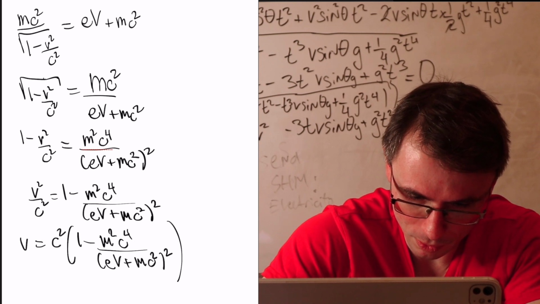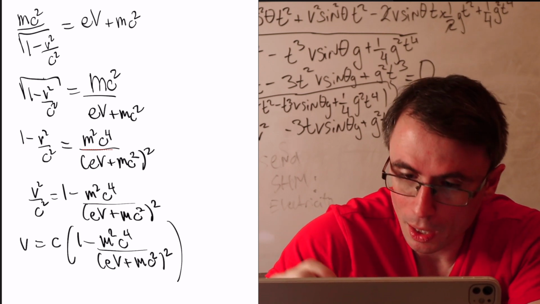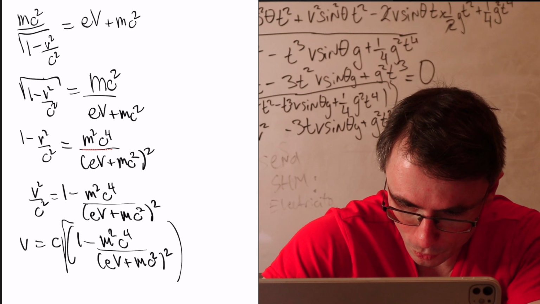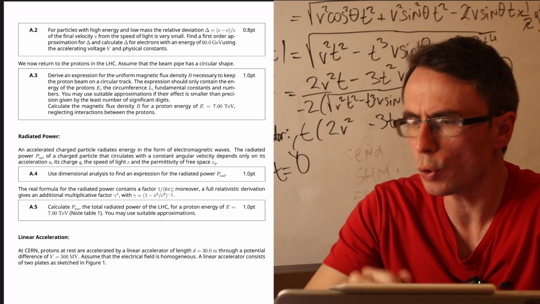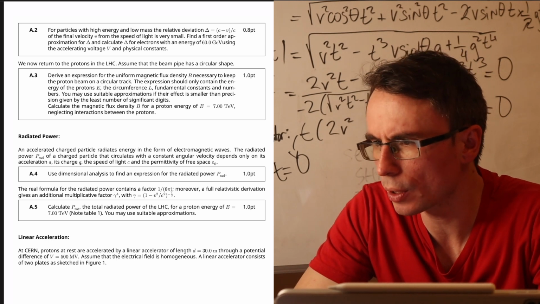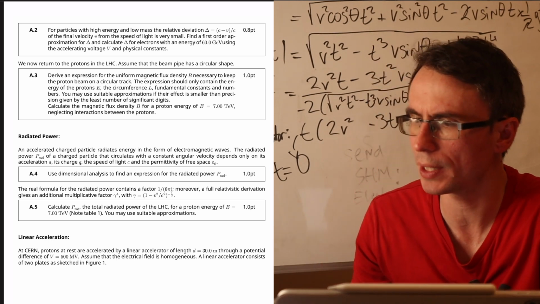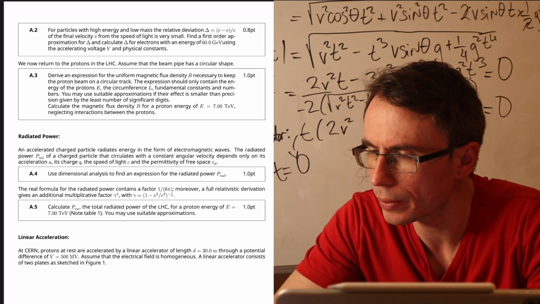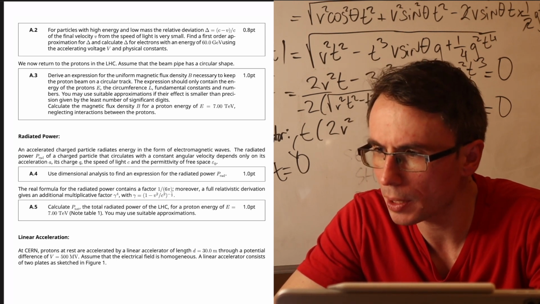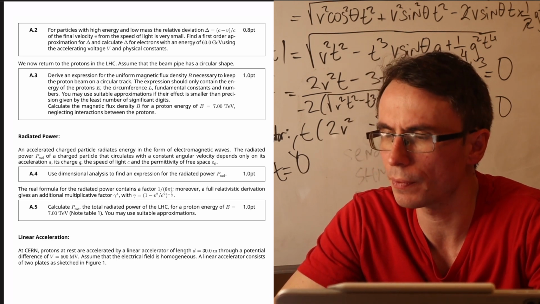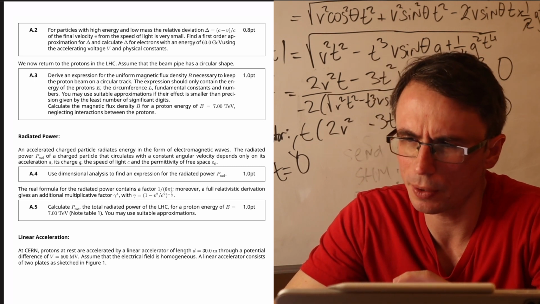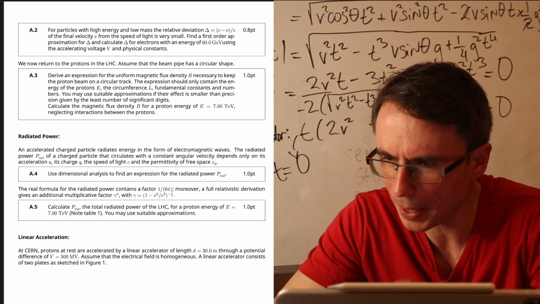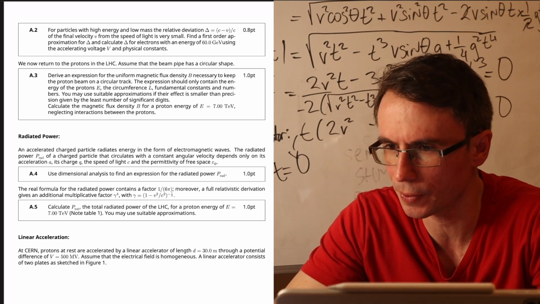So I'll tell you what, let's do that, and I'm going to add a square root sign over here. I think that's right. Okay, question 2. For particles with high energy and low mass, the relative deviation delta is equal to the speed of light, take away the speed, divided by the speed of light, of the final velocity is very small. Find the first order approximation for delta and then calculate it for electrons.